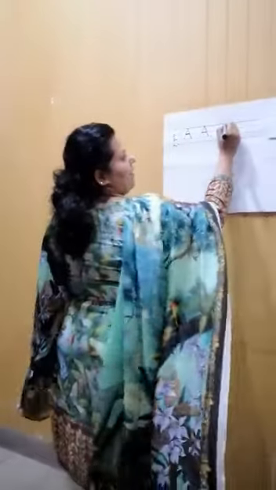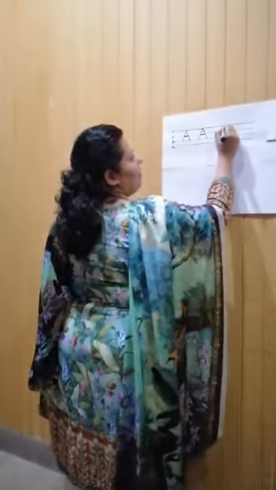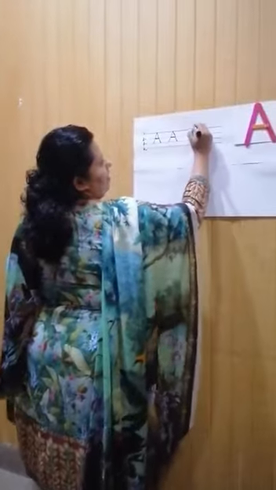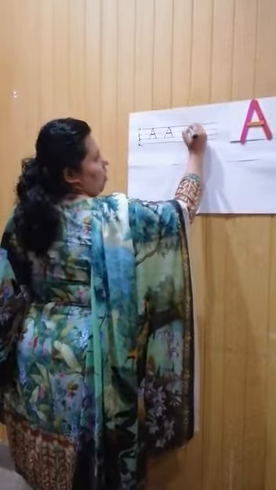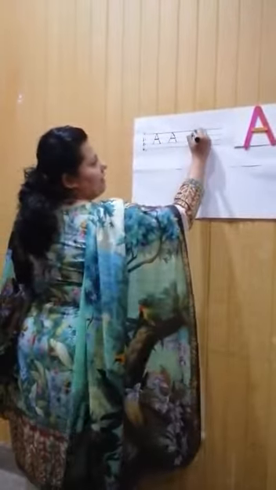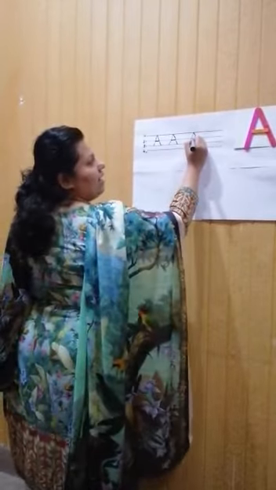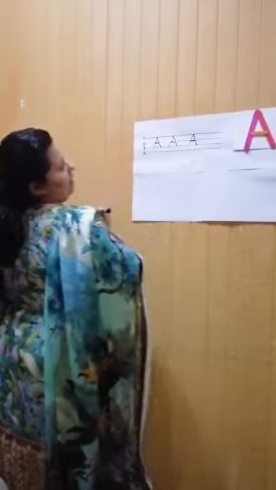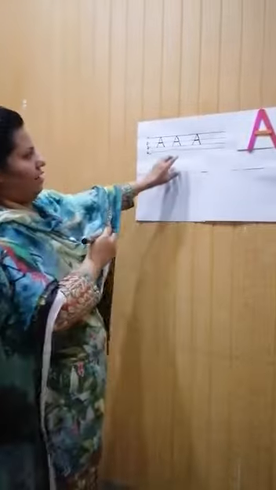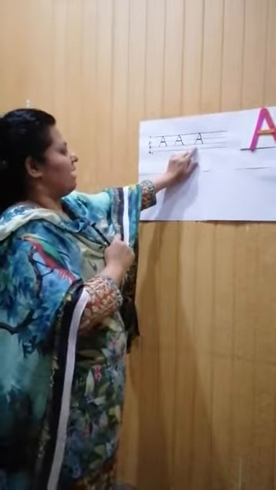Capital A. Okay, once again, you have to start from the top, one slanting line, another slanting line and a small sleeping line. Okay, this is a capital A.